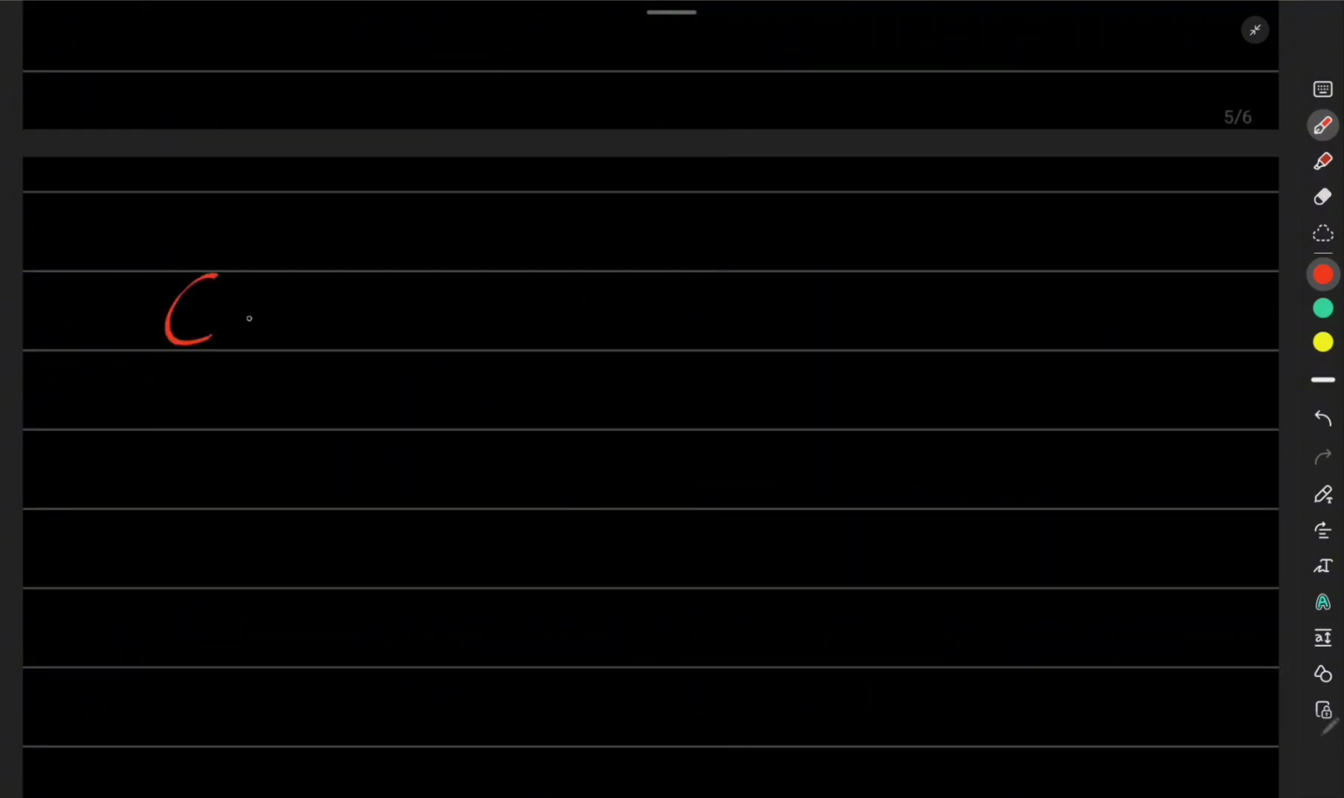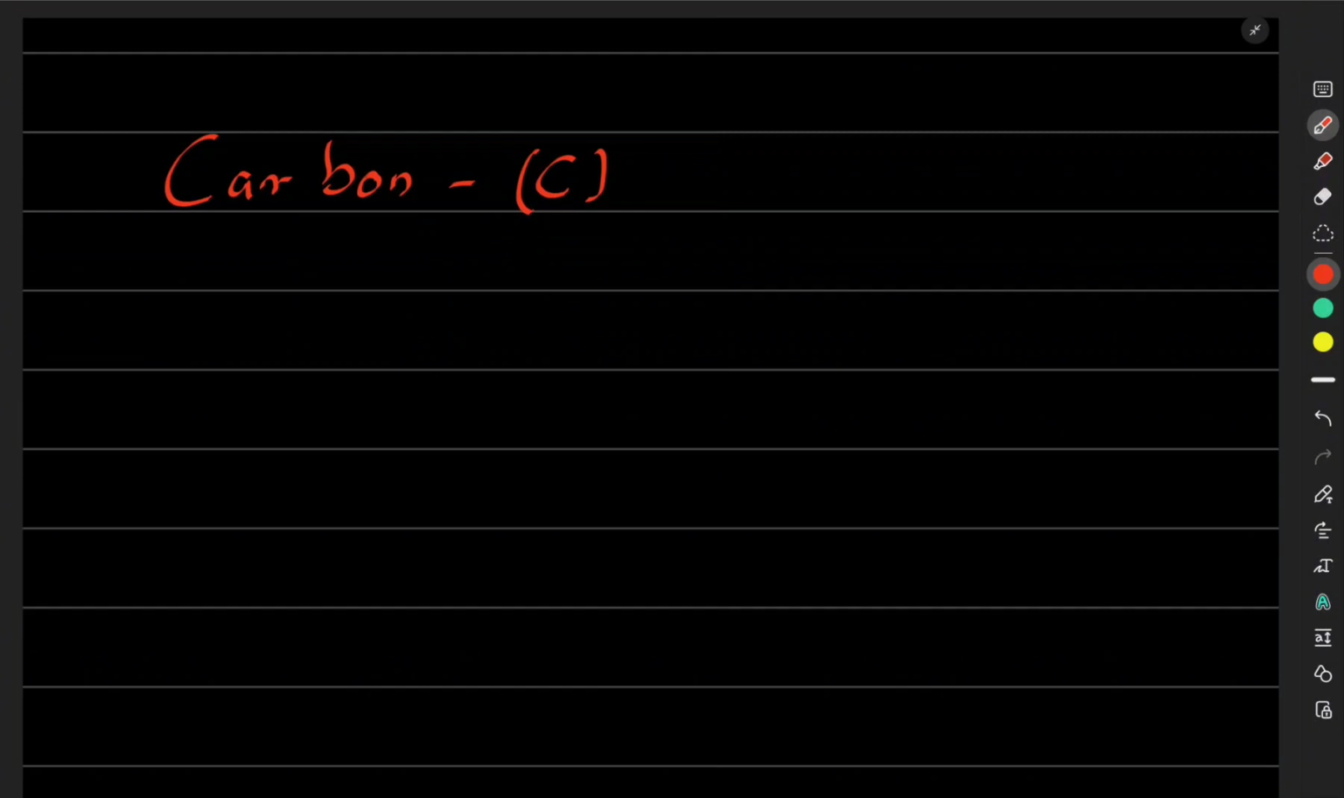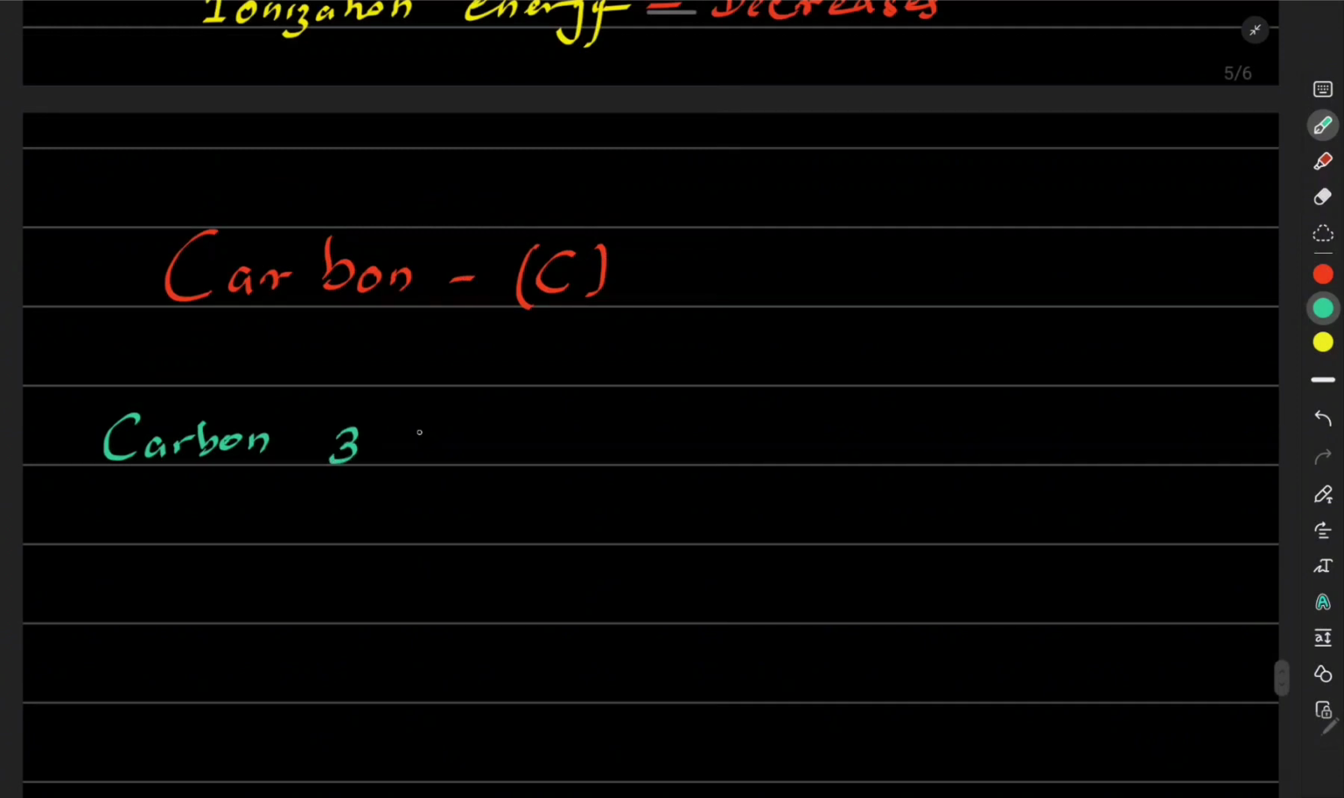Carbon. Symbol is C. Carbon is found naturally in many forms. Examples: coal, crude oil, calcite, and CO2. Carbon has 3 allotropes.